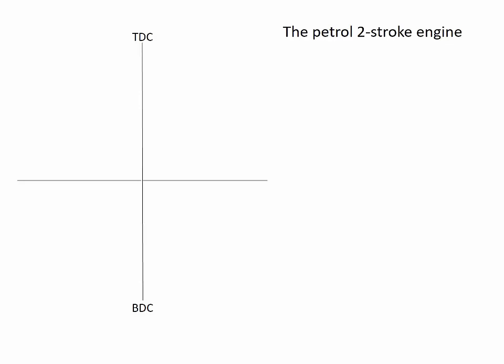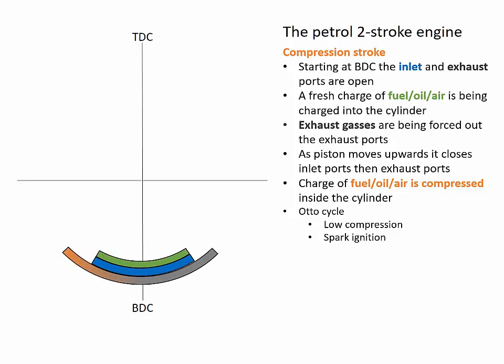The petrol two-stroke engine. During the compression stroke, starting at bottom dead center, the inlet and exhaust ports are open and a fresh charge of fuel, lubricating oil and air is being charged into the cylinder, and at the same time the exhaust gases are being forced out the exhaust ports. This is due to the previously discussed crankcase pressurization, where the fresh fuel and air charge passes up through the transfer passage into the combustion space. Then as the piston starts to move upwards, it will close both of these ports and the compression will take place.